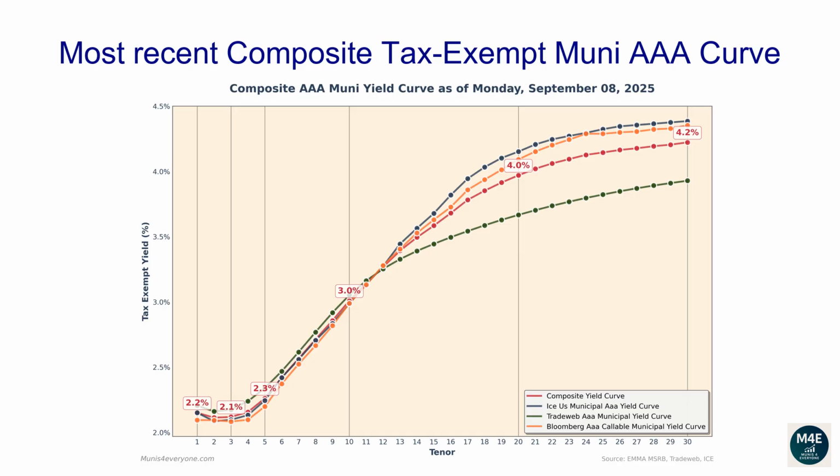The one-year composite tax-exempt yield is 2.15%. The two-year yield is 2.11%. The three-year yield is 2.12%. The 5-year yield is 2.26%. The 10-year yield is 3.01%. The 20-year yield is 3.97%. The 30-year yield is 4.22%.